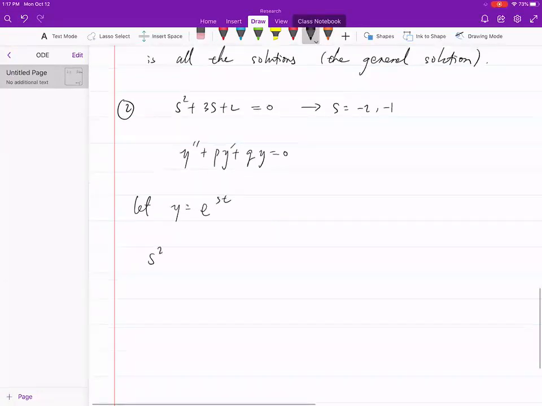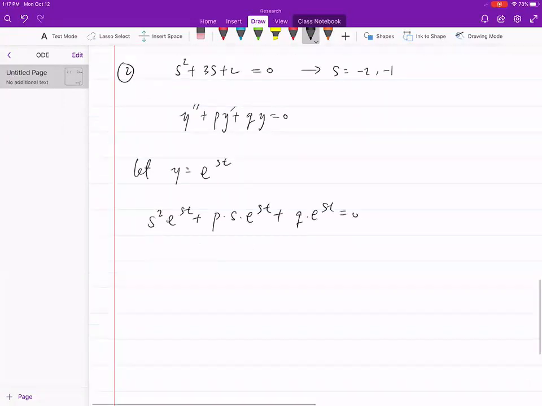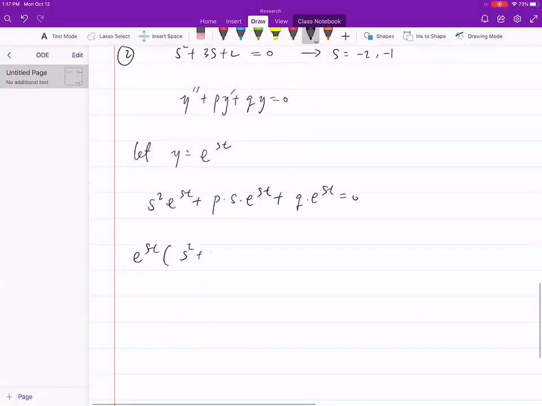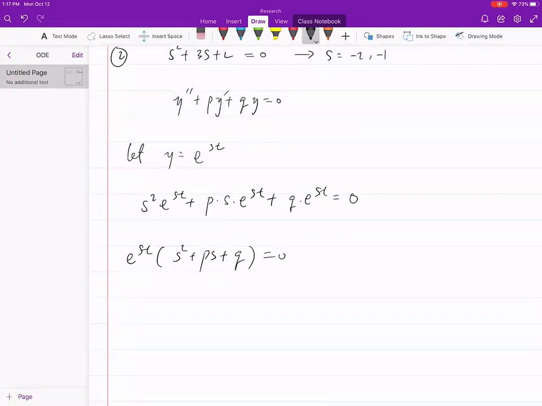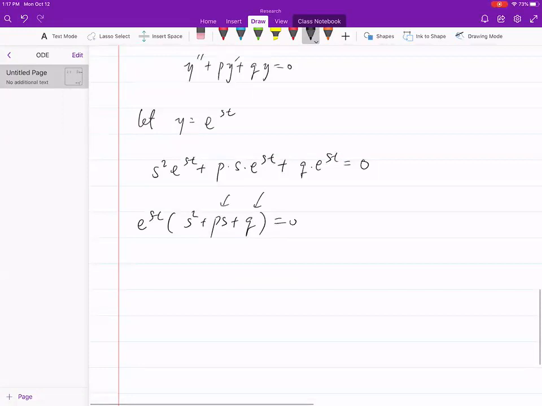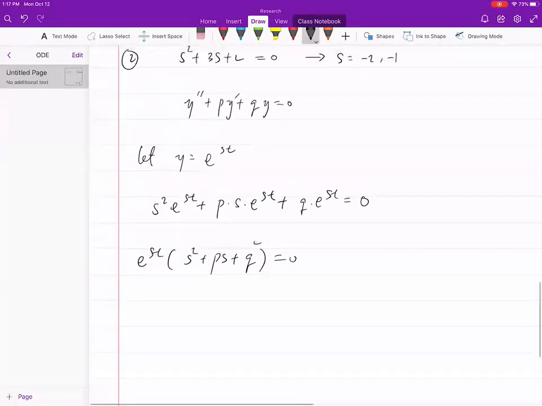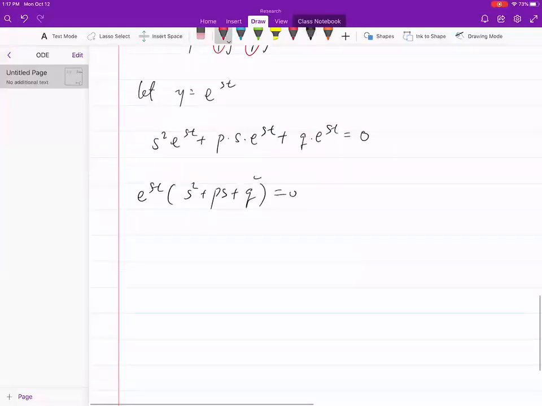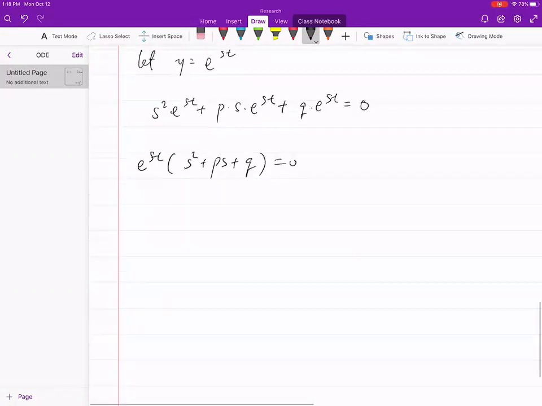Then we will have s squared e to the st, this time not 3 but p times s times e to the st, plus q times e to the st equals 0. Factor out the same thing. Before we had 3 and 2 here; now we have a general quadratic with the same coefficients as here. That basically means this is always solvable as a quadratic equation. You just need to find s by solving the quadratic for any p and q you put in.